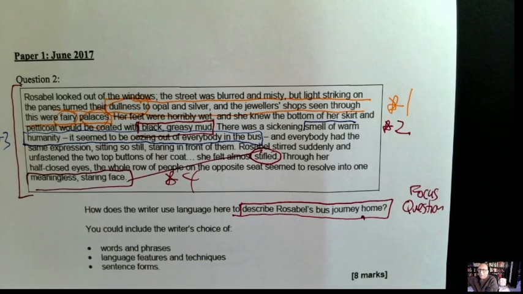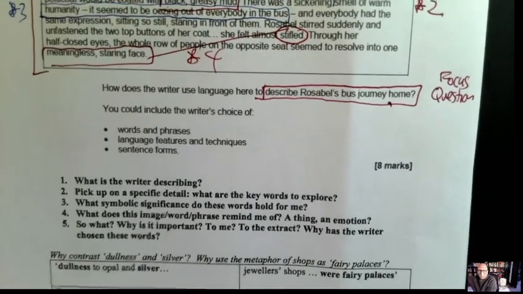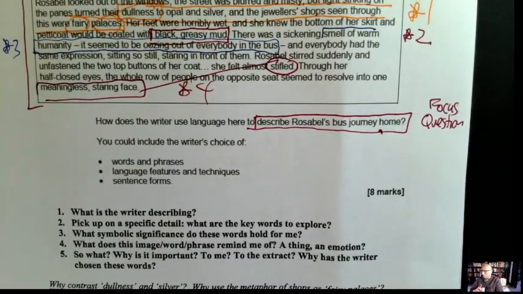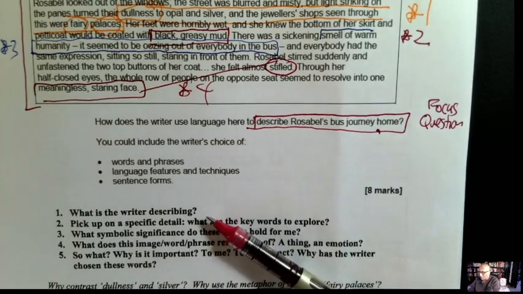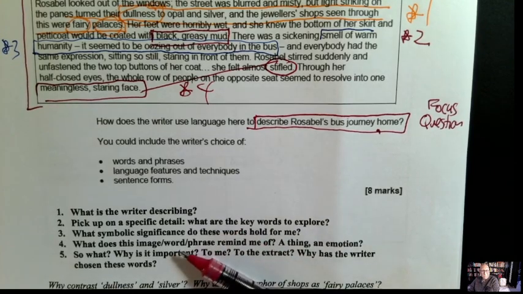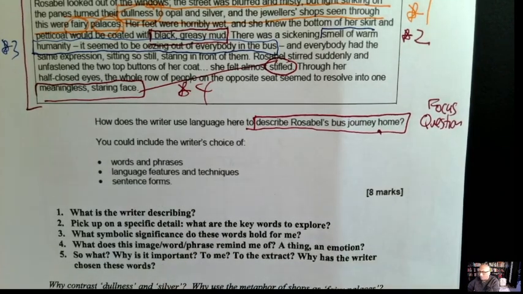So AQA gives some advanced help in what exactly is meant by language analysis. And here I can just go through these ideas. What is being described? What are the specific details? What is the symbolic significance? What do these words hold for me? What does the phrase or image remind me of? And so what? So what is the most advanced?